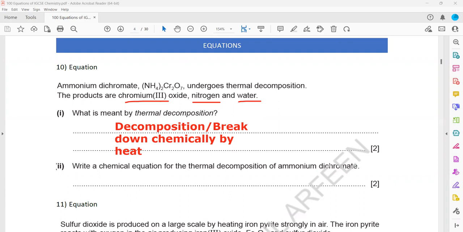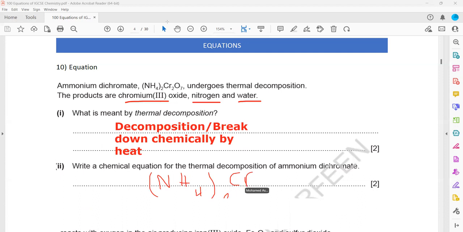So we have to complete the equation. The first thing: thermal decomposition means we should have one reactant and more products. And the formulas of the products are given. The important part is first completing the right equation and then balancing.